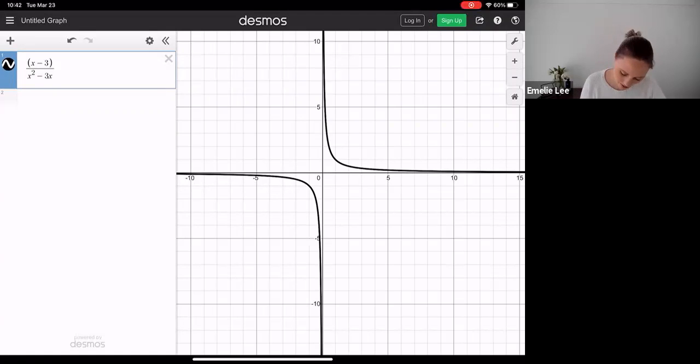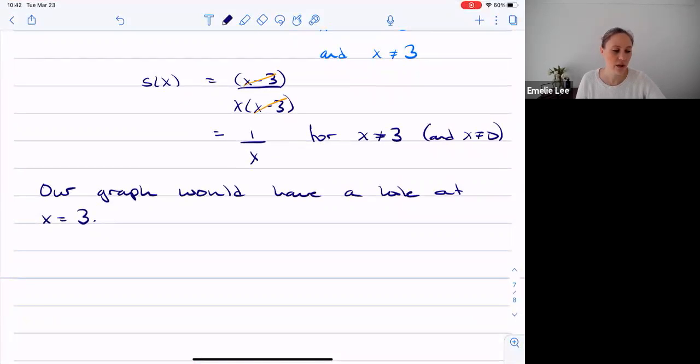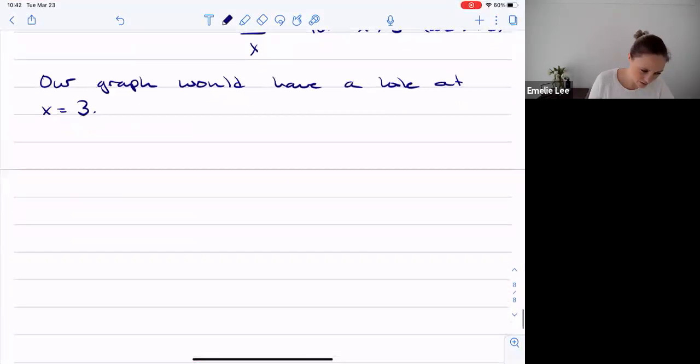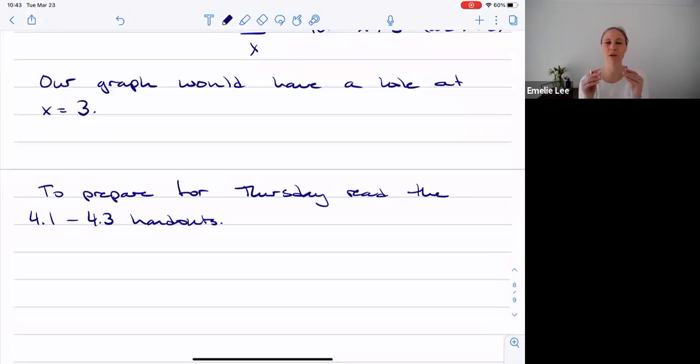So in preparation for next day, okay, I want you to have a read through the chapter 4 notes, ideally all of them, but definitely 4.1 to 4.3. So on Thursday, or sorry, to prepare for Thursday, read the 4.1 to 4.3 handouts. Because it's always good if, when you hear it from me, it's the second time that you're hearing or seeing this stuff, right? And so then it won't be so out of the blue.